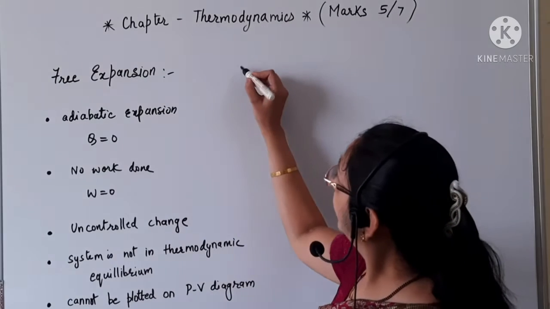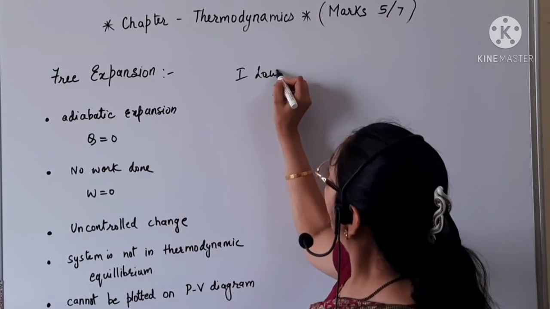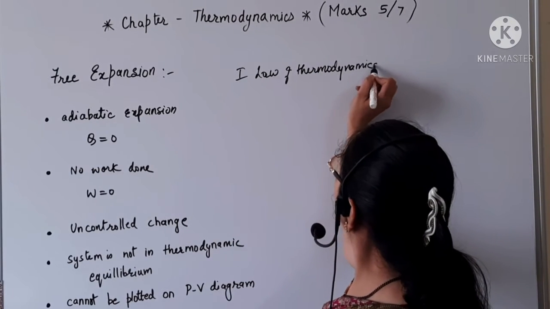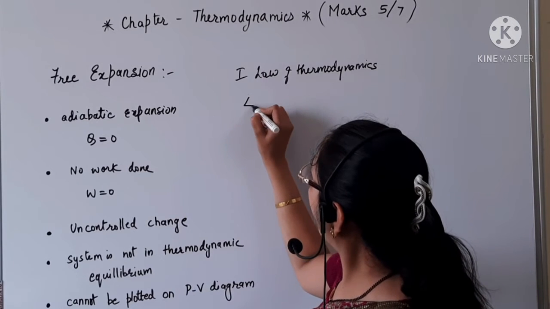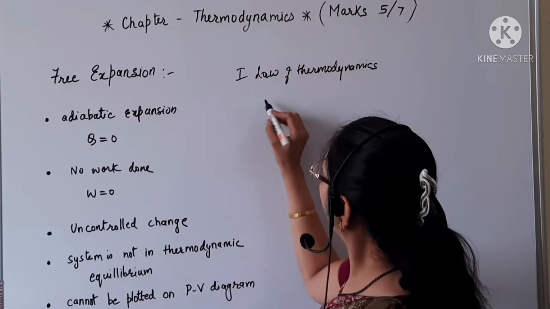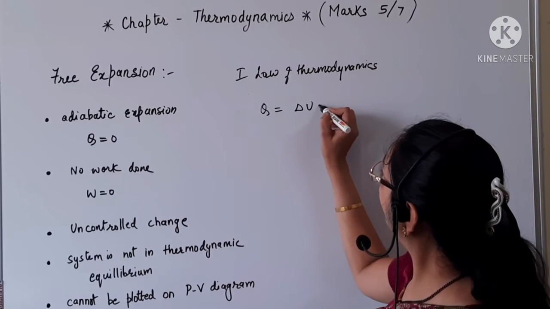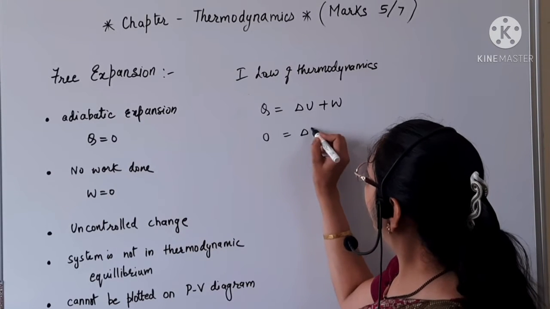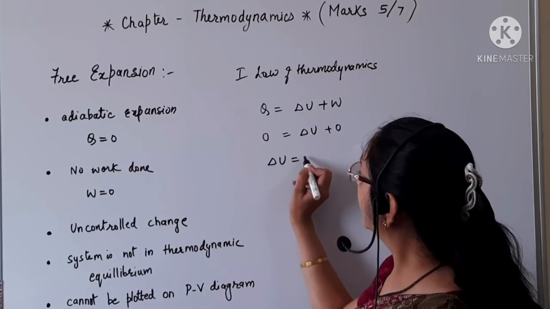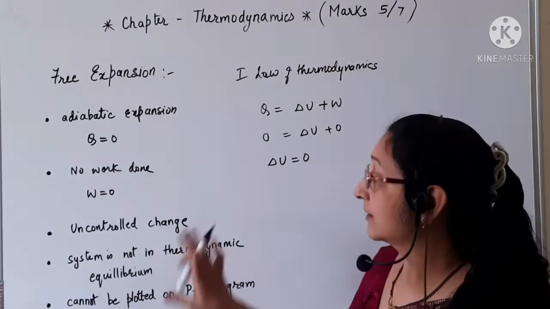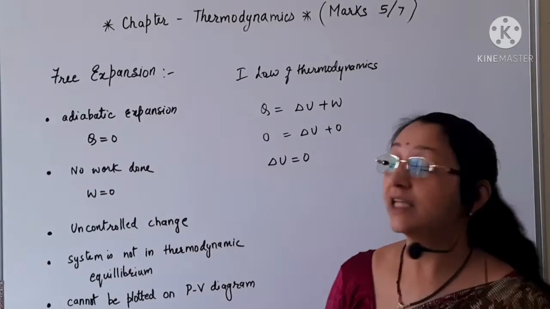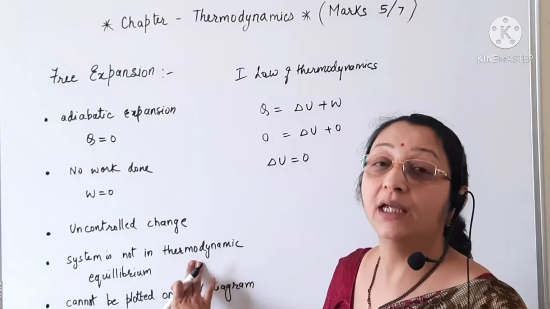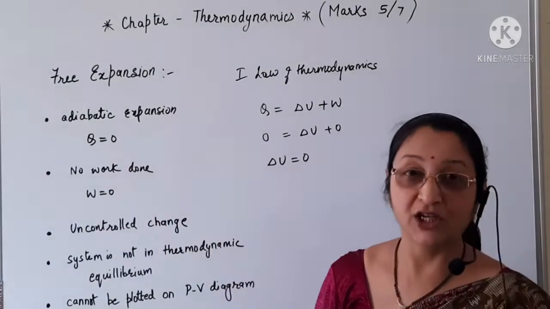And hence, now from the first law of thermodynamics, we have Q is equal to delta U plus W. Now since Q is equal to 0, W is equal to 0, so delta U is equal to 0. Now this free expansion is an uncontrolled change. The system is not in thermodynamic equilibrium during the free expansion.